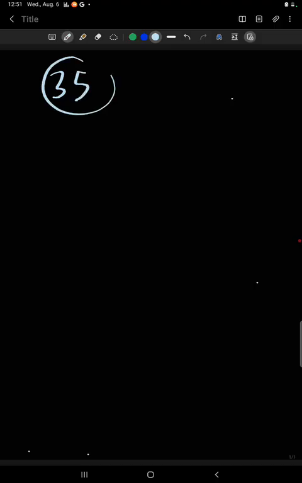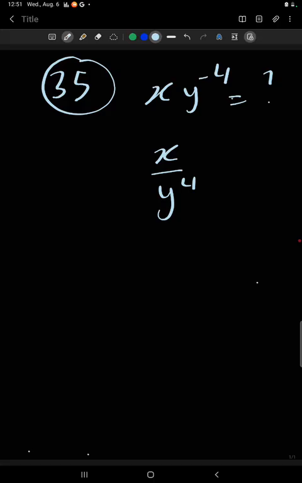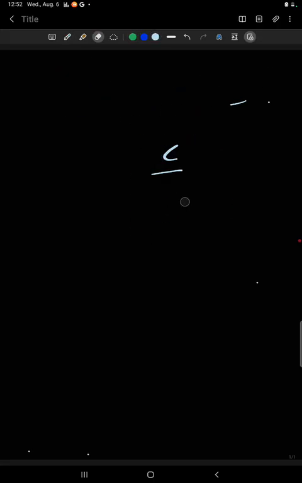Then 35, right? I have here x y to the power negative 4. What is that equal to? It's going to be equal to x y to the power 4. Okay, that's 35.